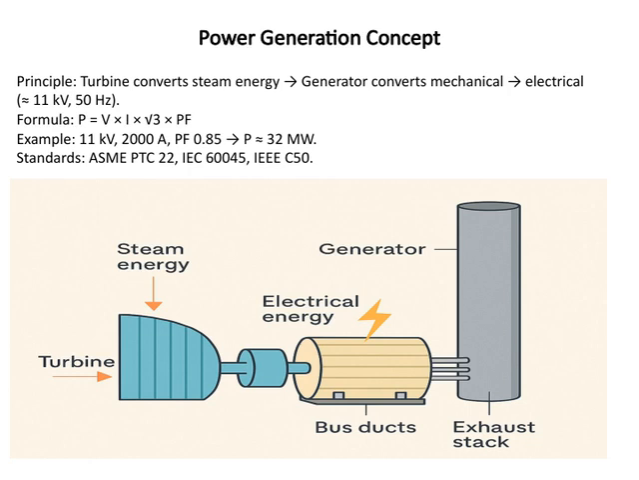It's also important to note that there are international standards governing these processes, including ASME PTC 22, IEC 60045, and IEEE 50. These standards ensure safety, efficiency, and consistency across power generation systems. So overall, this slide highlights the key elements of how steam turbines generate electrical power and the standards that guide this process, connecting directly to the broader theme of efficient and reliable power generation.